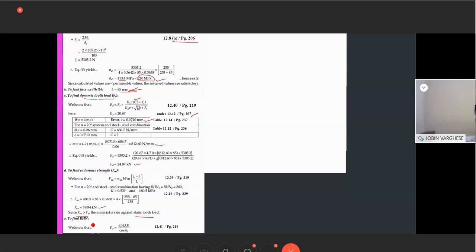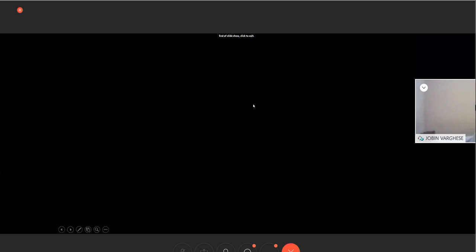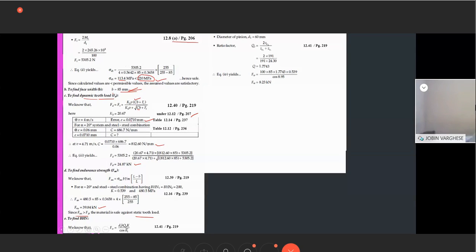Now to find the BHN number, that is the hardness number, the gear can withstand any wear or erosion or other forces. We have to find this again from the equation FW equal to this equation. Here, note that there is a ratio factor QE that we will be using soon. So again, we'll be calculating the ratio factor.